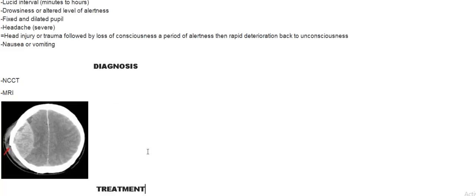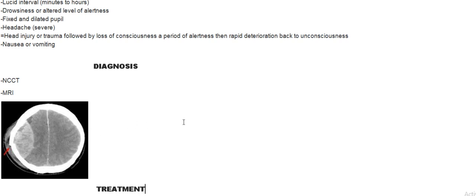After that, we can make the diagnosis by doing a non-contrast CT scan, or we can do MRI, but we do not do MRI because it is expensive and needs more time, so we prefer to do the NCCT and make the diagnosis. On NCCT, we look for a hyperdense biconvex or lenticular shaped lesion, which shows an epidural hematoma.